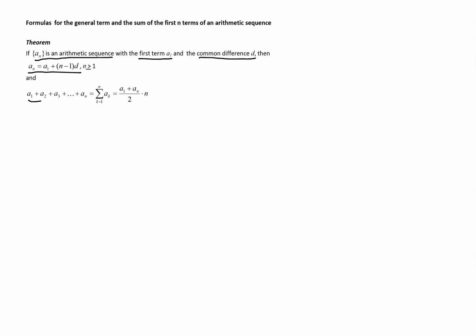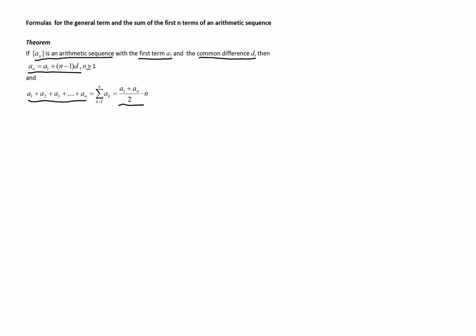And the sum of the first n terms of such a sequence is a sub 1 plus a sub n over 2 times n, which means it is an arithmetic average of the first and last term in that sum times the number of terms we are adding.